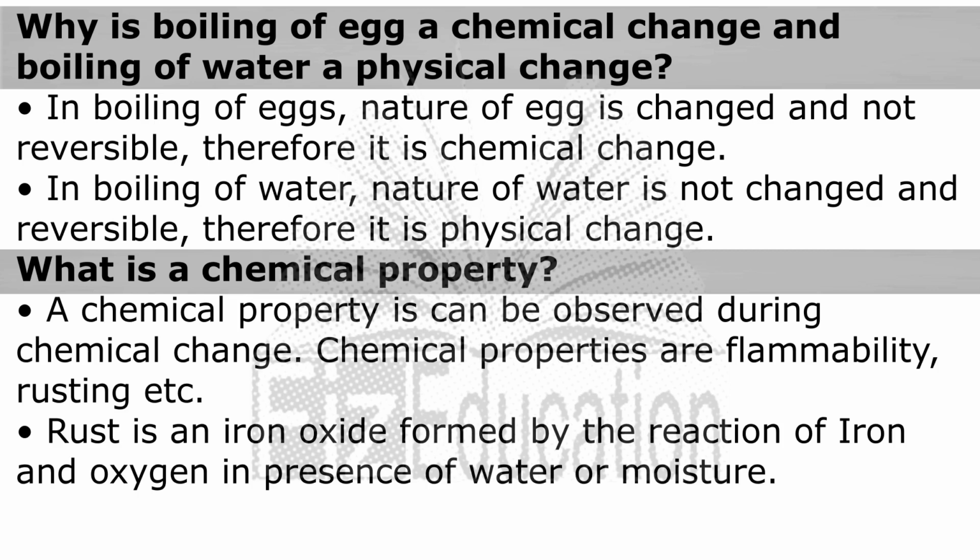What is a chemical property? A chemical property can be observed during chemical change. Chemical properties are flammability, rusting, etc. Rust is an iron oxide formed by the reaction of iron and oxygen in presence of water or moisture.